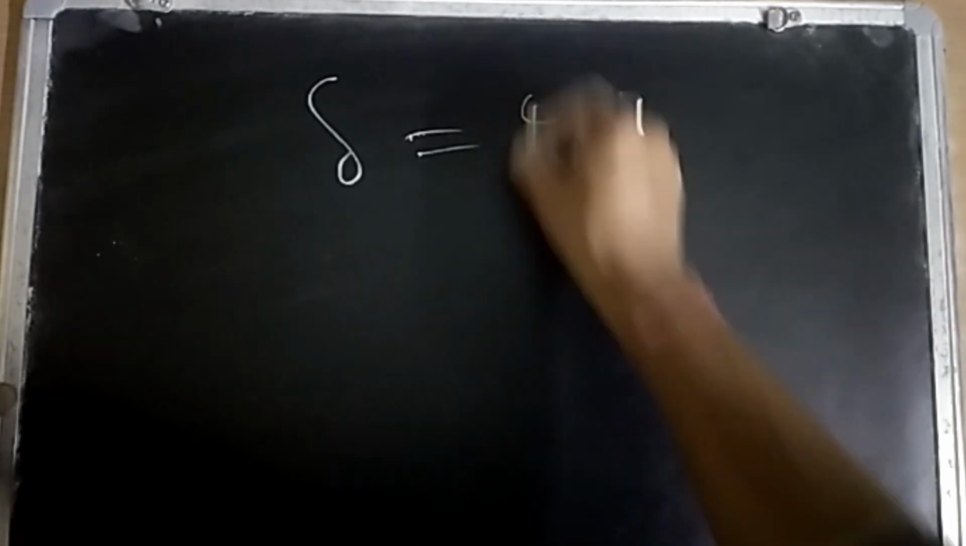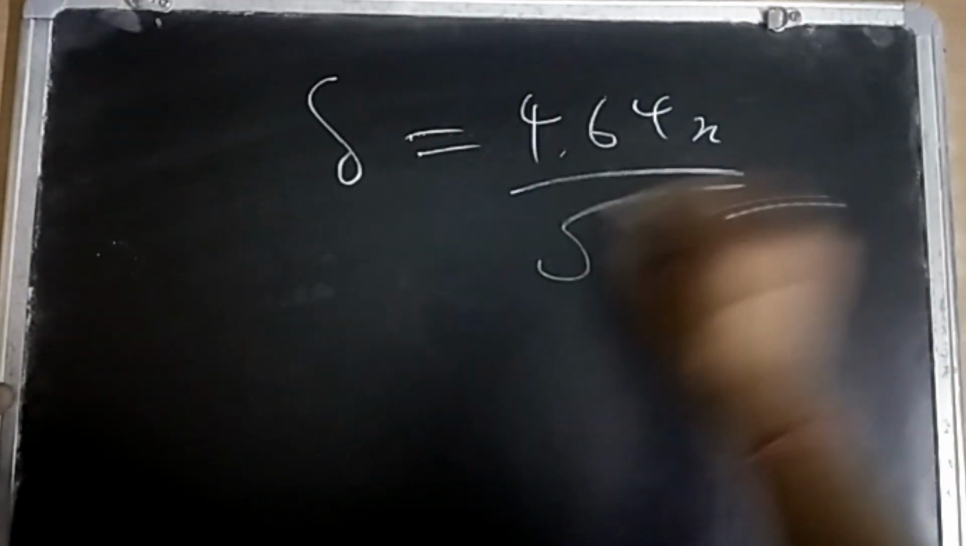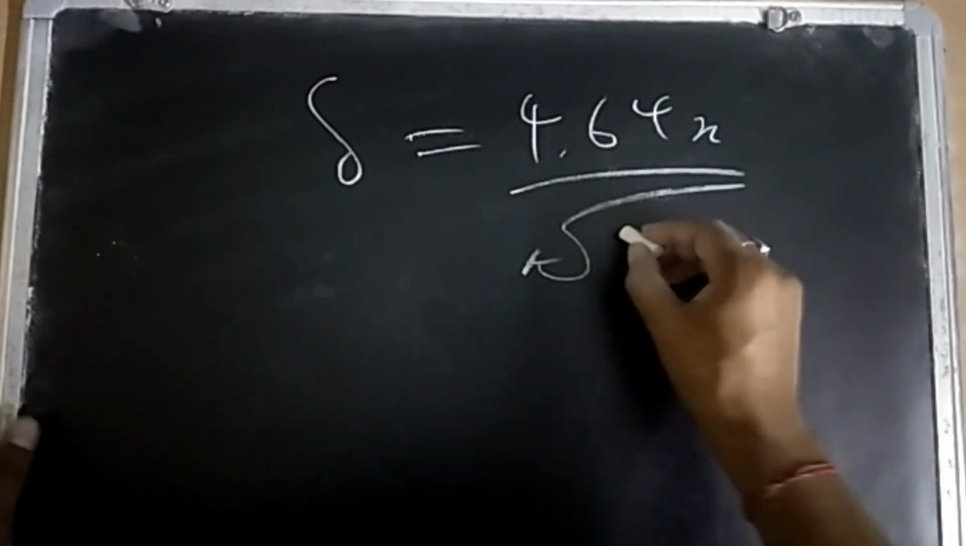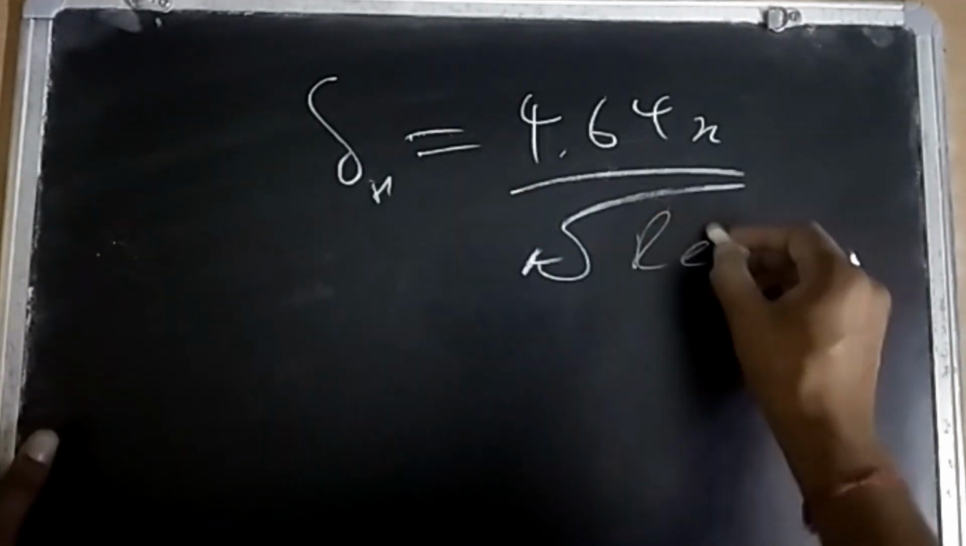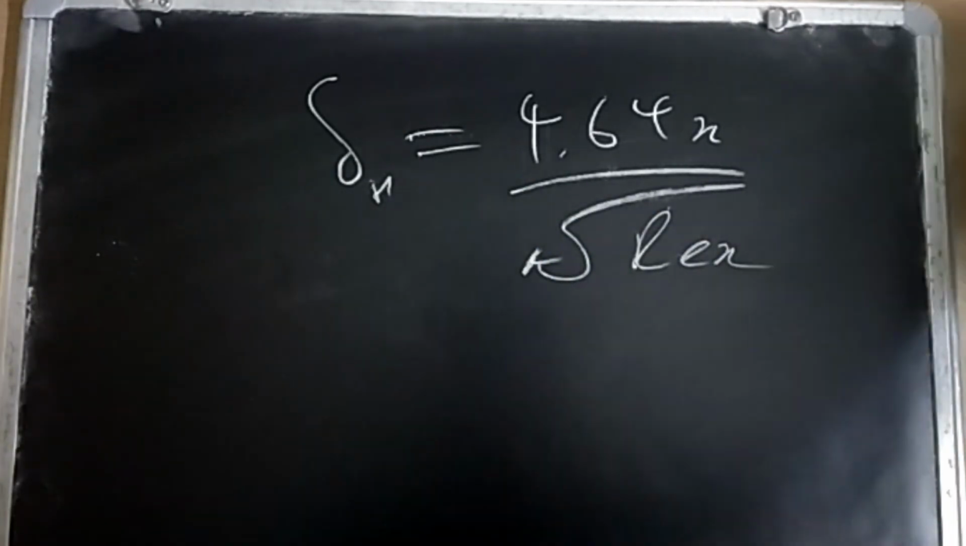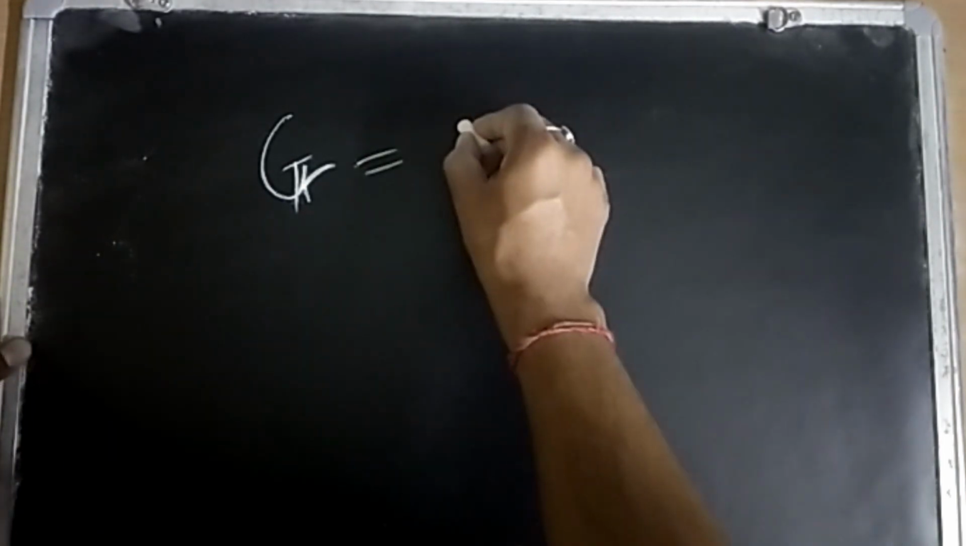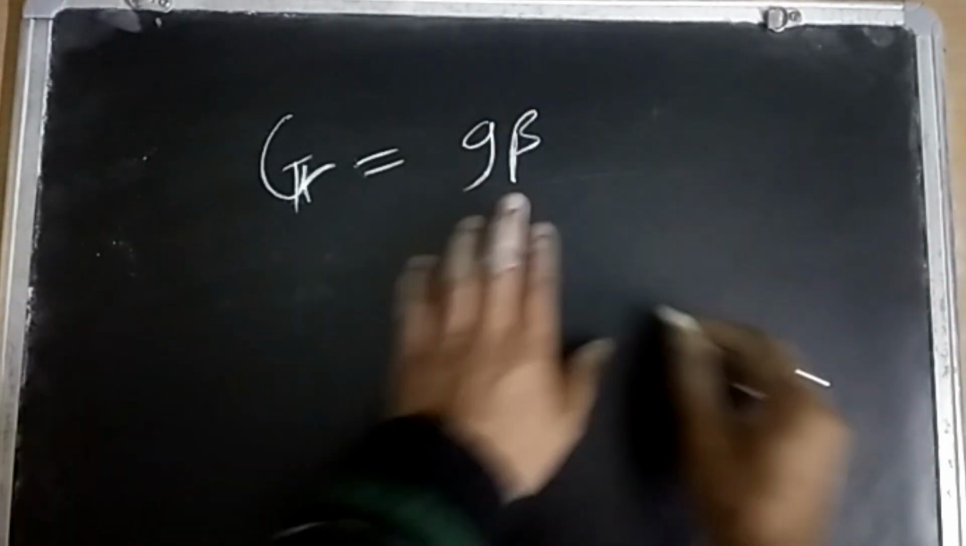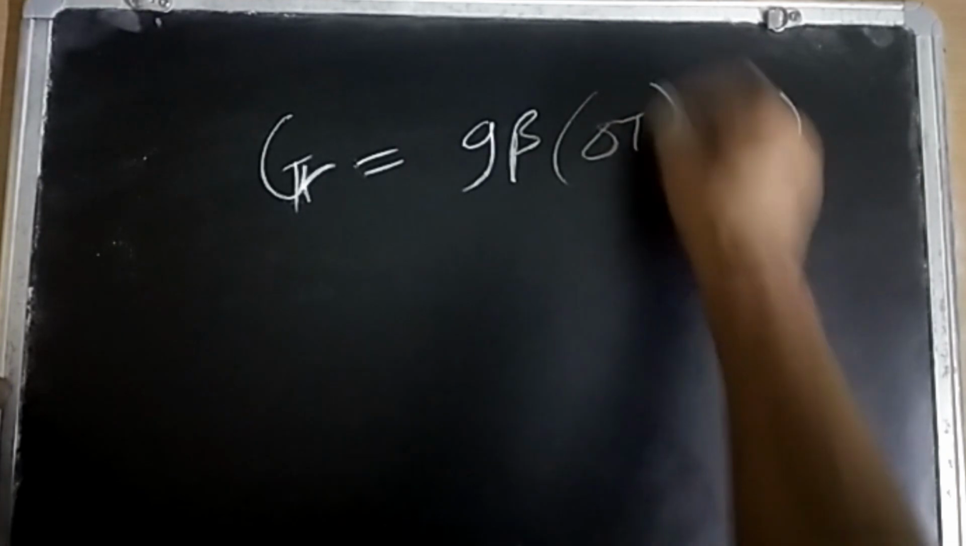now let's wrap up things. Boundary layer, this is 4.64x by under root. So boundary layer thickness, hydrodynamic x. Okay, this is one formula for laminar. Okay, this I will cover in fluids perhaps. Grashof number. Okay, Grashof number is in GB. Okay, g beta delta T into L cube.